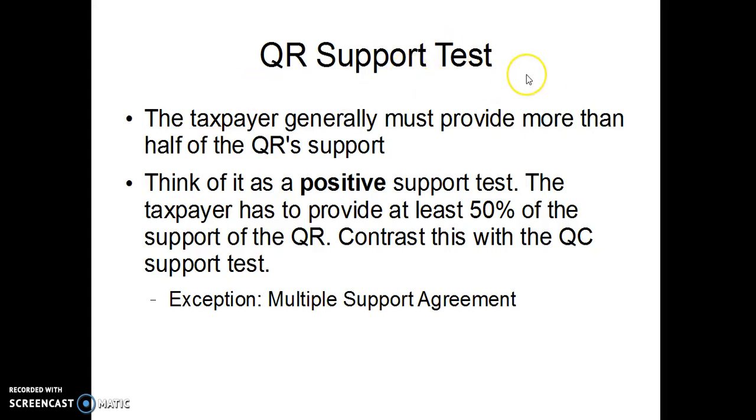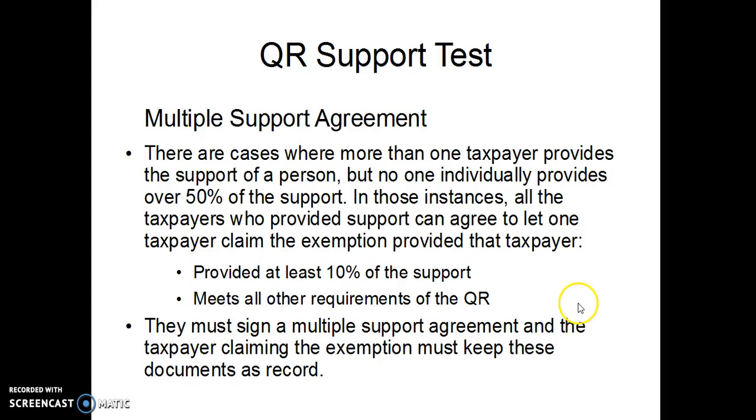In the qualifying relative, the taxpayer has to support the qualifying relative, or else they cannot claim them as dependent. In the qualifying child, they don't necessarily have to support the dependent as long as they meet the other tests and the dependent does not provide more than 50% of their own support. There is one exception to this rule, which is the multiple support agreement.